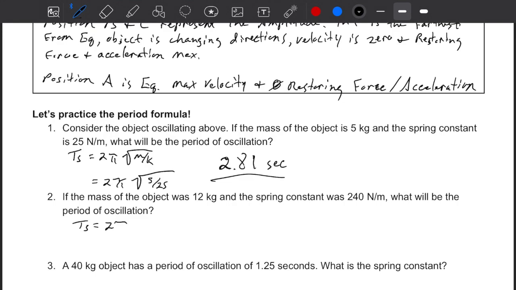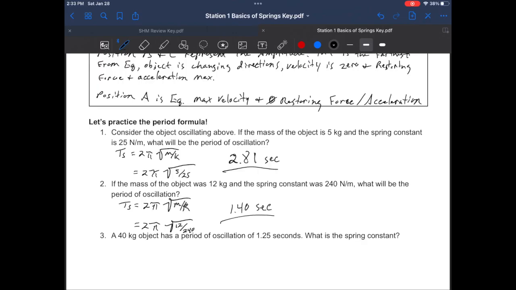If the mass of the object is 12 kilograms and the spring constant was 240 newtons per meter, what will be the period of the oscillation? So 2 pi times the square root of 12 divided by 240. Again, we'll take 12, divide by 240 in our calculator. We'll square root that value and then multiply by 2 times pi. And we get 1.40 seconds because that's the unit of period.